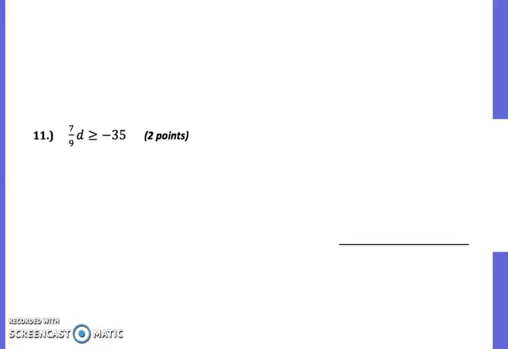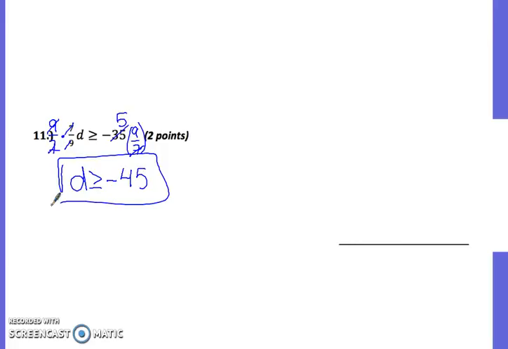Number 11, when you have a fraction times what you're looking for, multiply by the reciprocal, times 9 over 7. Your 9's cancel, your 7's cancel. D is greater than or equal to, it stays greater than or equal to because 9/7 was positive. And then do some cross simplification. 35 divided by 7 is 5. Negative 5 times 9 is negative 45. So D is greater than or equal to negative 45.